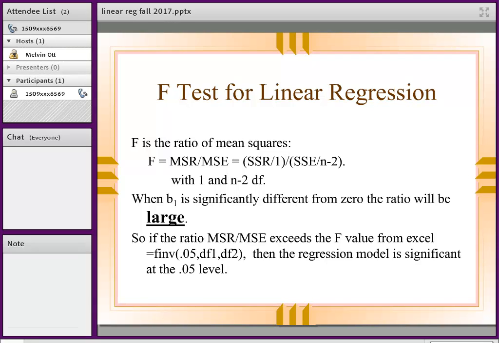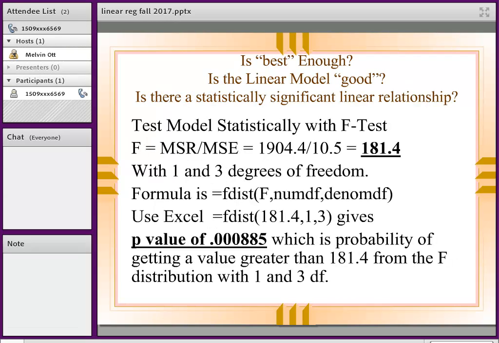But I'm going to put it in terms of another way. I want to do it in terms of a p-value. Here's another way to do that. My number there turns out to be that ratio, F ratio is 181.4. And with 1 and 3 degrees of freedom, I can go to Excel and say, well, how significant is that in terms of p-values? Well, it means F dist, F, comma, numerator degrees of freedom, comma, denominator degrees of freedom.